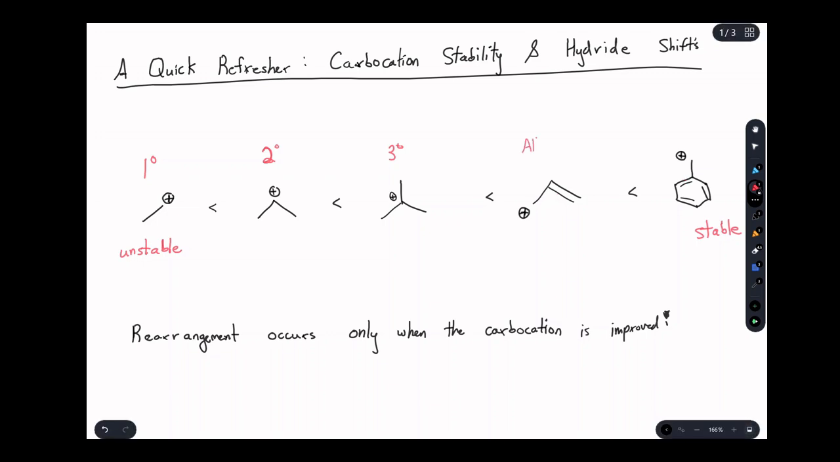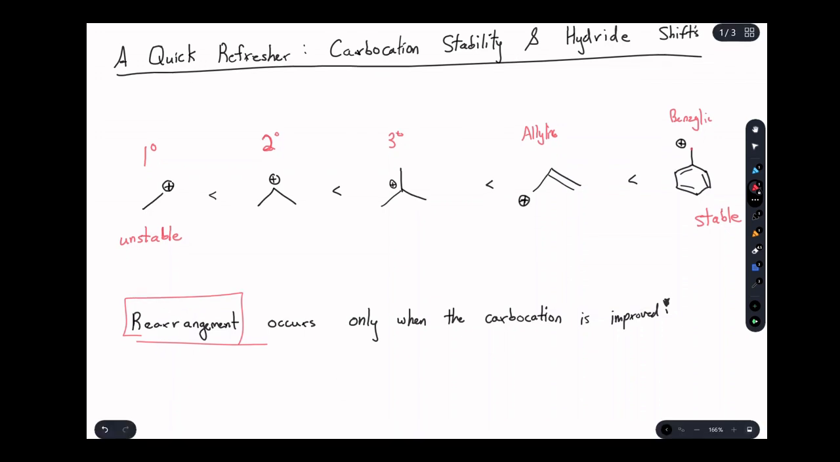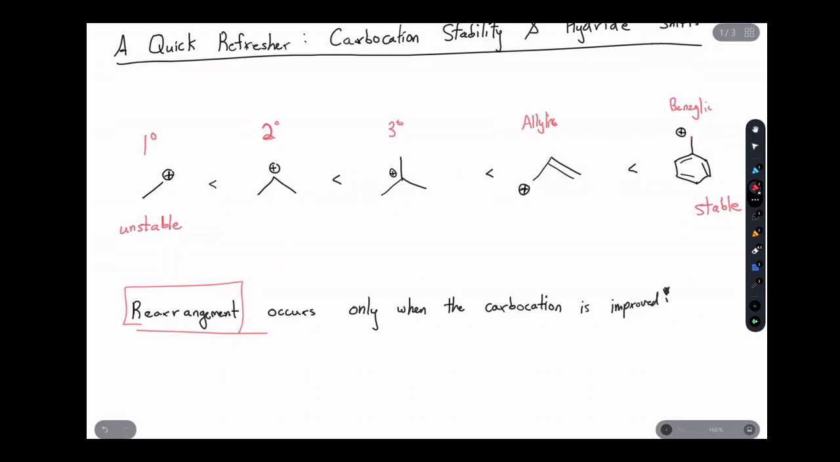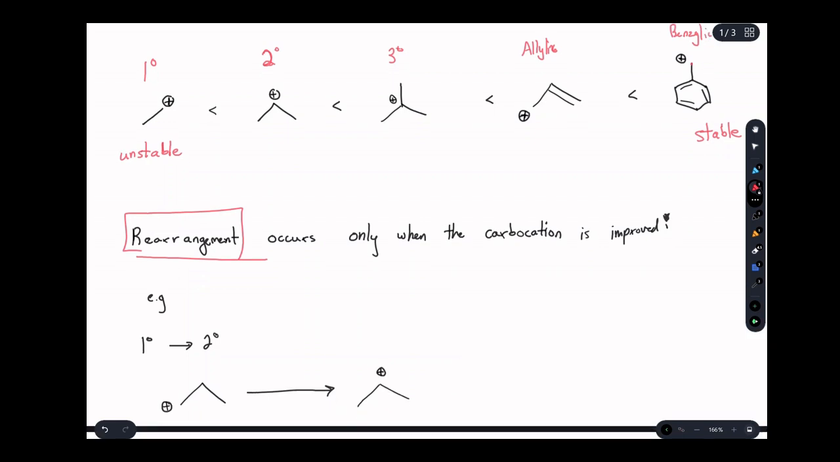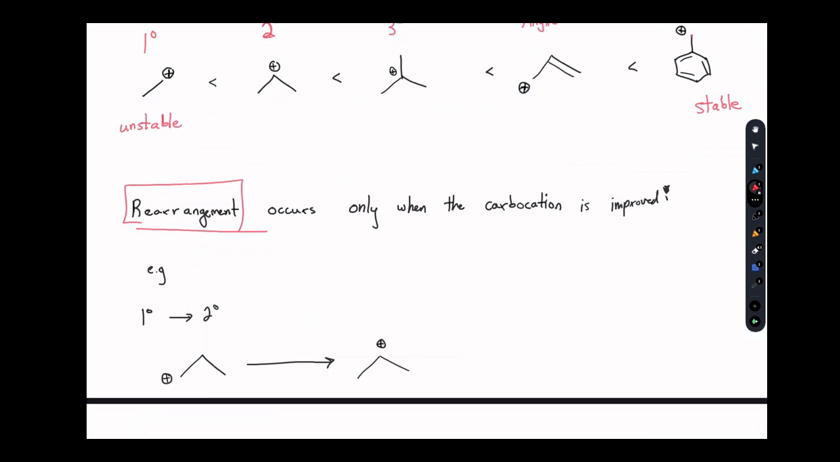We can call this one allylic because it's beside an alkene. And we can call this position benzylic because it's beside the benzene. Right? 1 carbon away from those functional groups allows you to get resonance stabilization. There's this idea of a carbocation rearrangement. I covered this in my OChem 1 course video, but as a refresher, rearrangement only occurs when a carbocation is improved in the process. So what does that mean? Well, one example of it is when a primary carbocation can turn into a secondary carbocation. This process occurs very rapidly and is called a hydride shift.